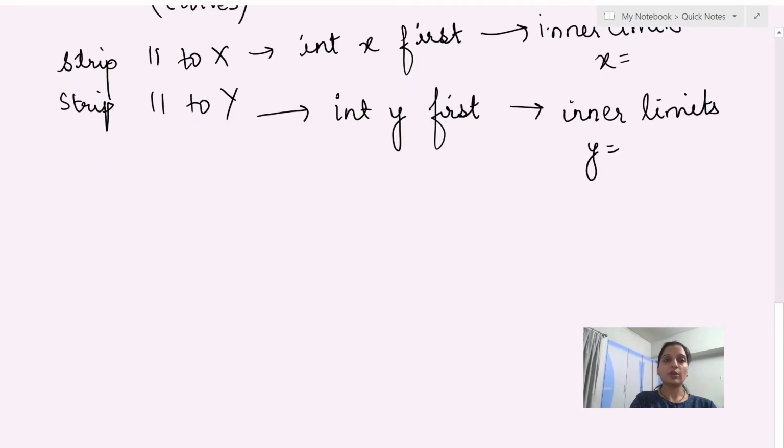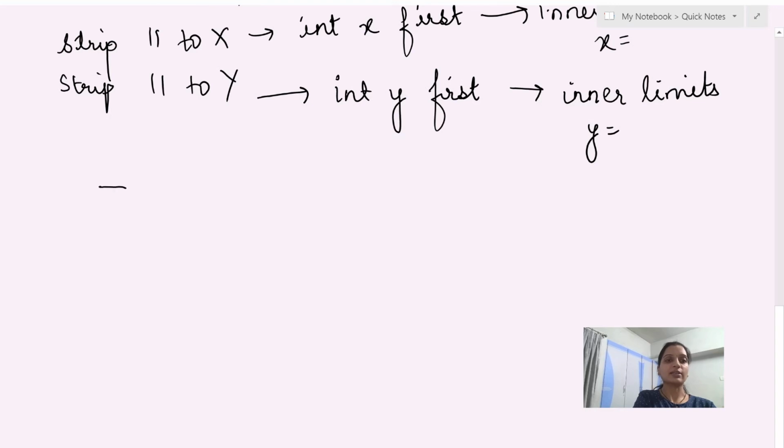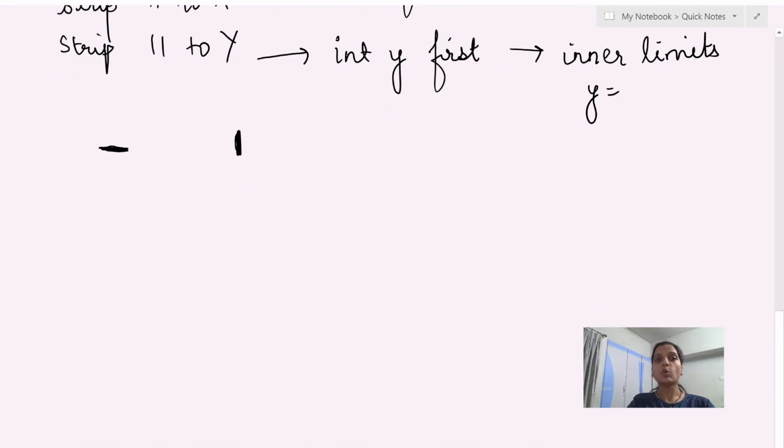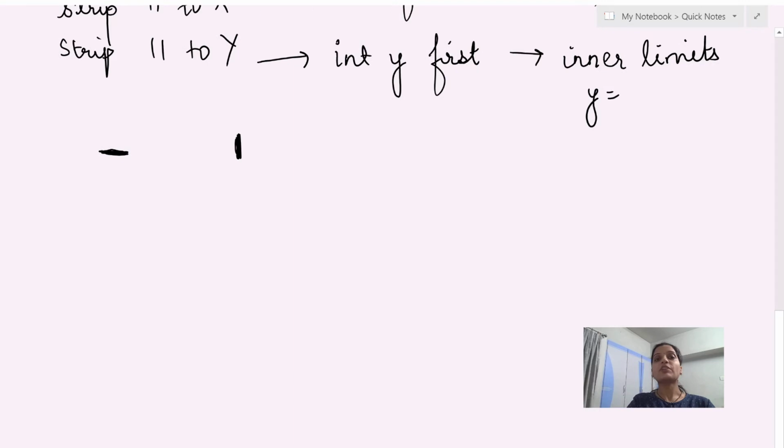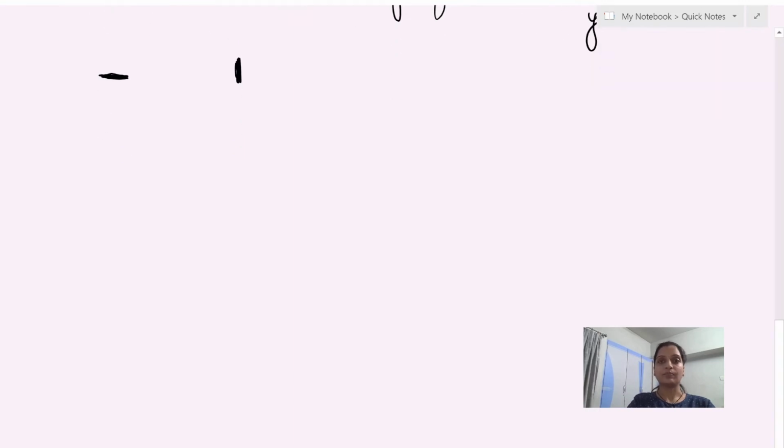If you take a strip parallel to the x-axis, that is a sleeping strip, then it will travel from down to up, and the limits will be the left end and right end. If you take a strip parallel to the y-axis, that is a standing strip, the strip will travel from left to right, and the limit which touches down is your lower limit and which touches up is your upper limit. So this is what we saw when the limits of integration were not provided.